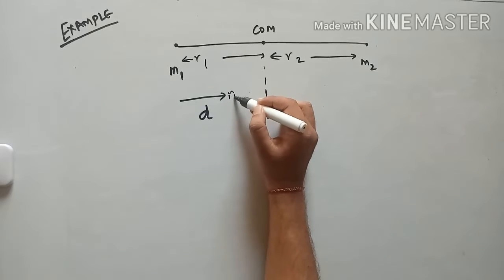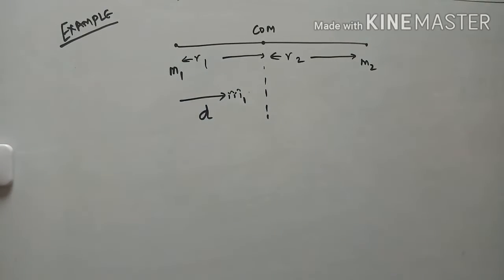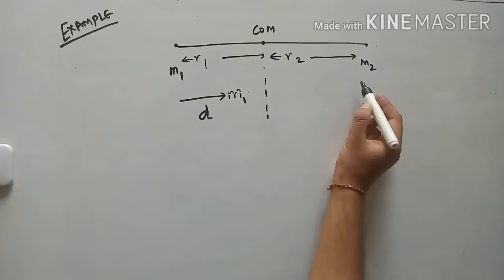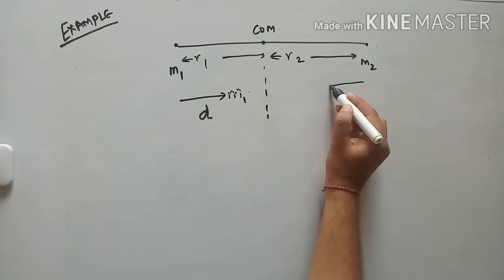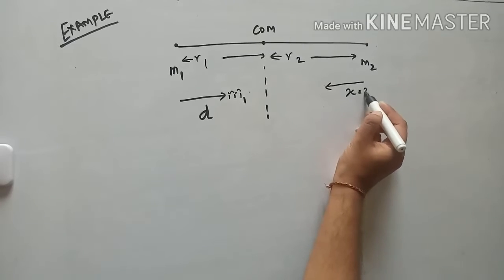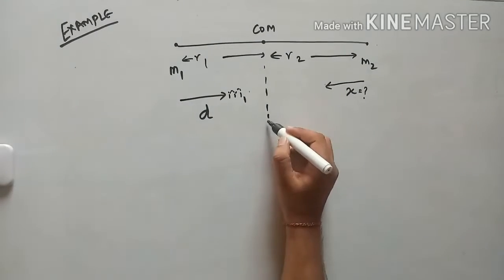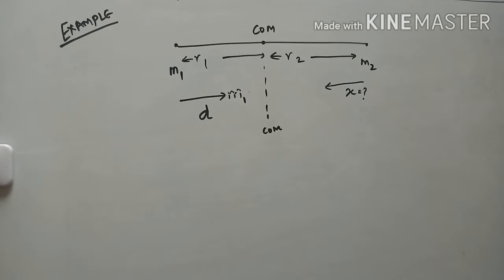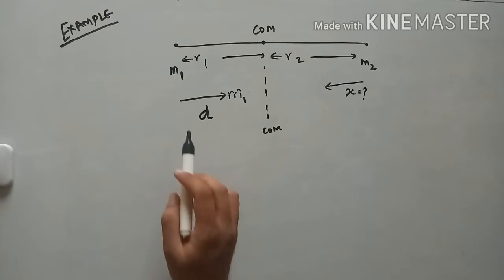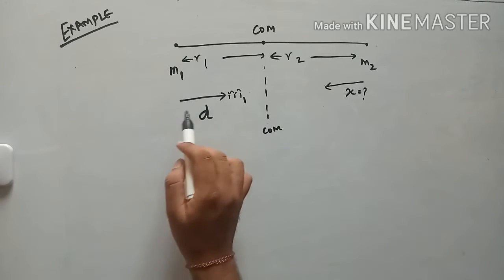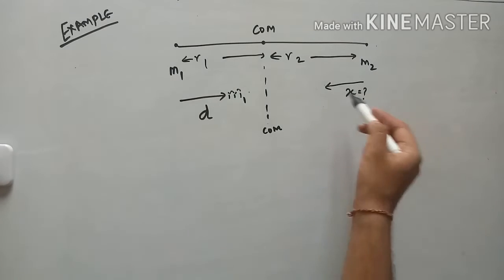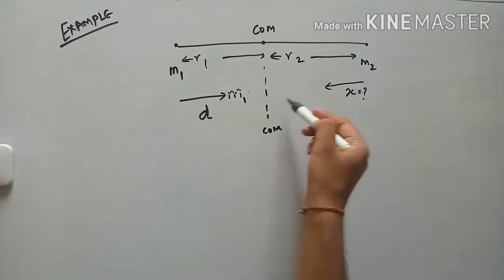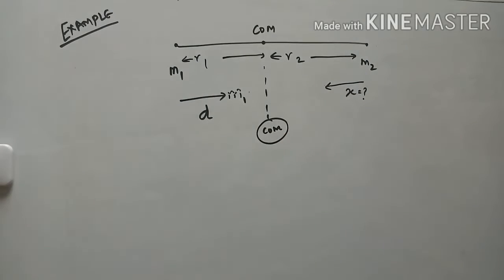All right, so the question is, if m1 is shifted by a distance d towards the center of mass, m1 is brought here, it is shifted by a distance d, then by what distance must m2 be shifted so that the center of mass remains undisplaced? I mean, it remains at its own position. The question is, if m1 is shifted by a distance d towards the center of mass, then by what distance must m2 be shifted towards the center of mass so that the center of mass remains at its own original position, does not change its position.